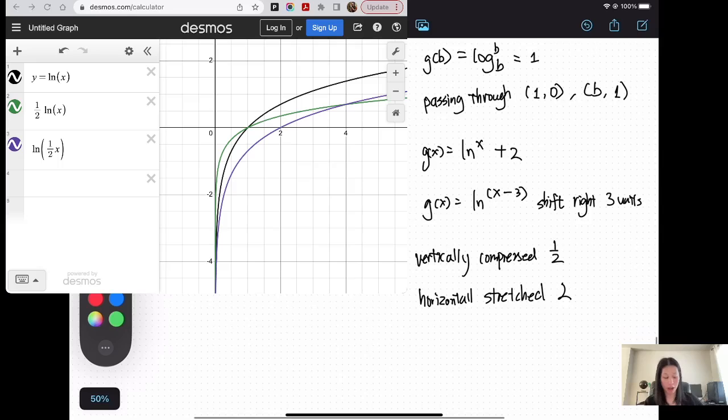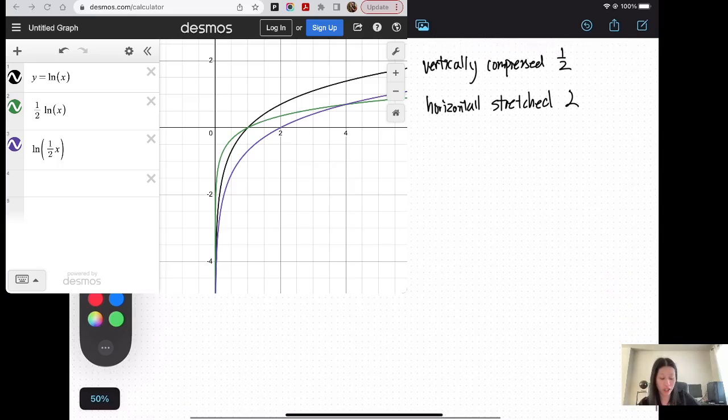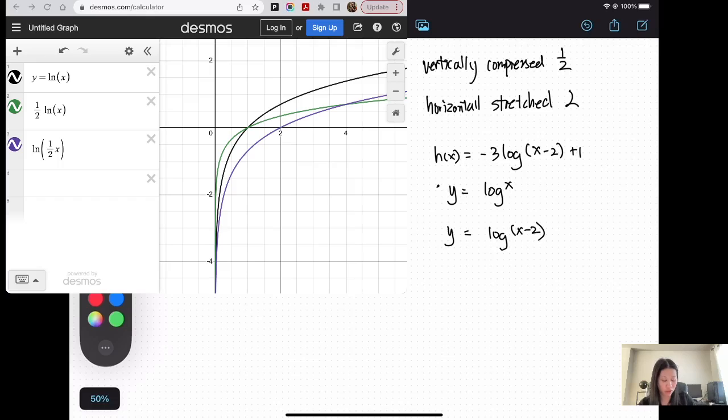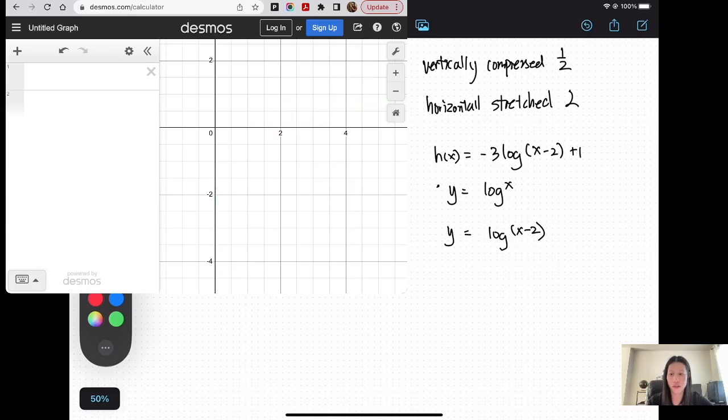Okay, what about the combination? If I want you to sketch the function h of x equals -3 logarithm function x minus 2 plus 1, what does this function look like? Well, the first step is you need to know what is the basic function or the parent function. The parent function is going to be log to the x, right? The common log to the x. And then you will subtract 2 from x so that you will have shift to the right 2 units. So now let's draw this.